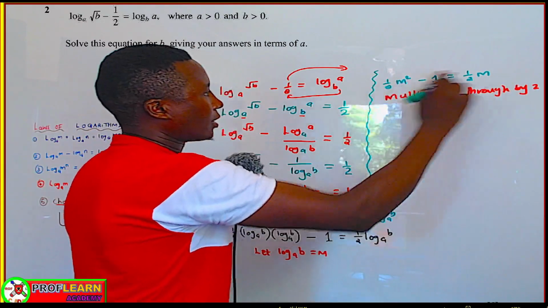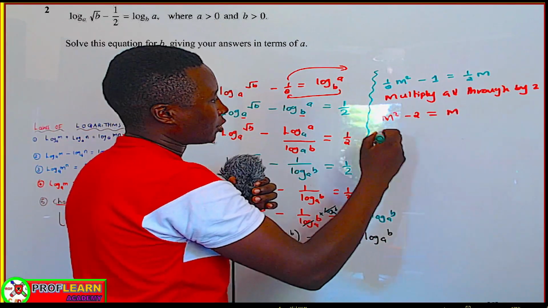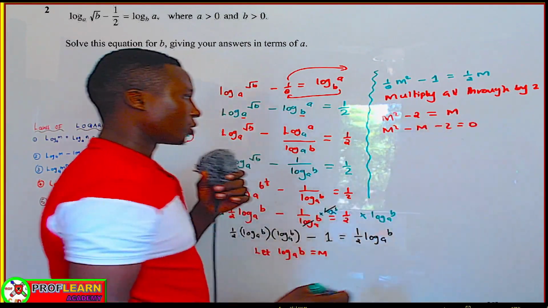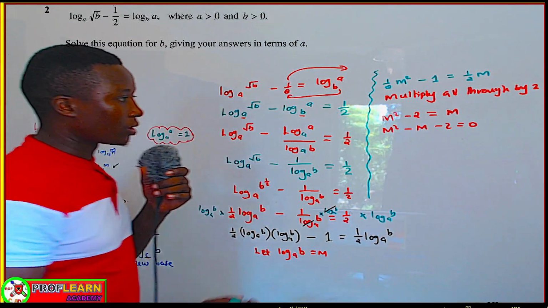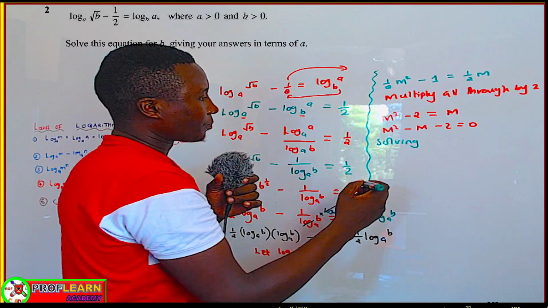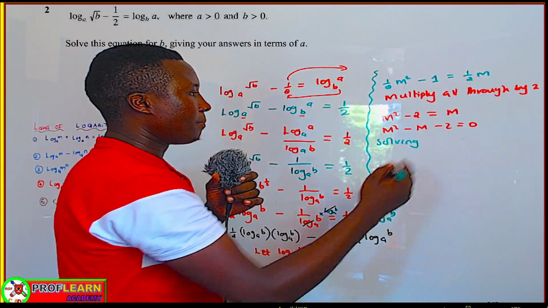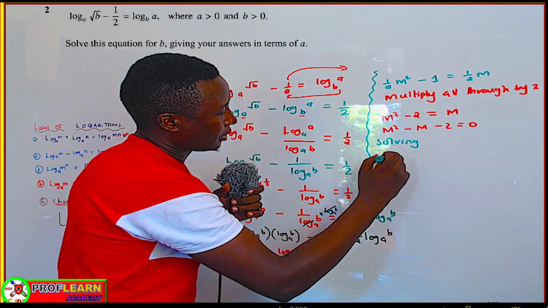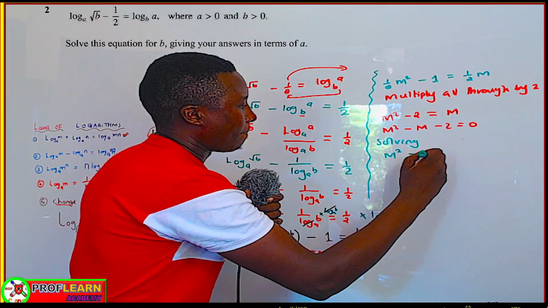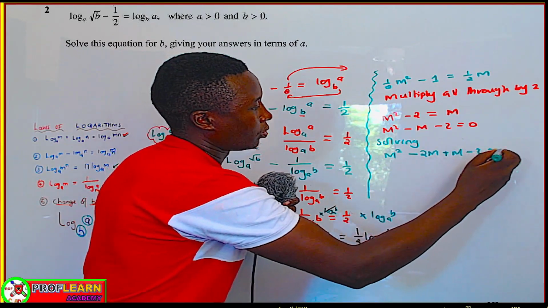So if we multiply all through by 2 so that we get rid of the fraction, this is going to be m squared minus 2 equals m. So we end up having m squared minus m minus 2 equals 0. We can solve this using factorization. We need two numbers whose sum is -1, but their product is -2. So this is going to be m squared minus 2m plus m minus 2 equals 0.